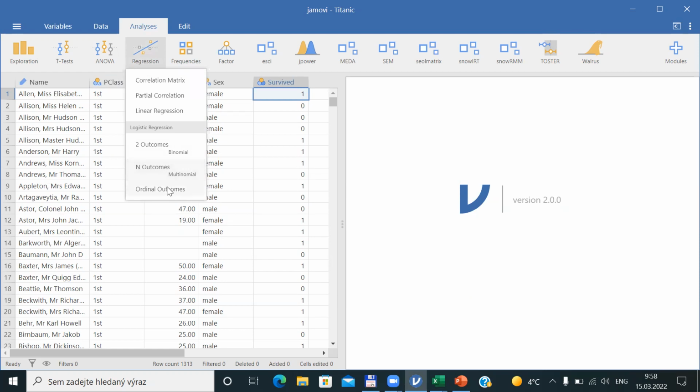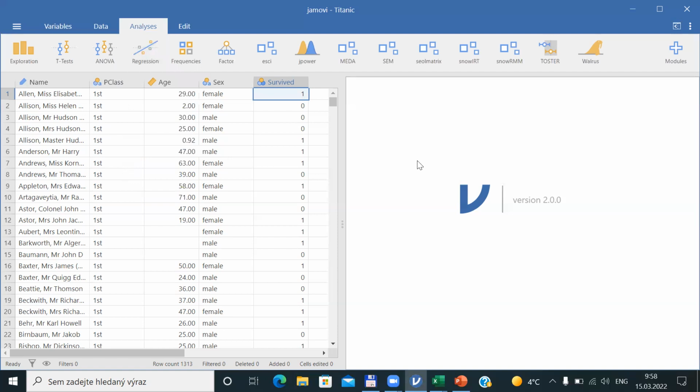And here we have 3 models for 2 possible outcomes, binomial or binary logistic regression, for more options in a nominal variable multinomial, and there is also an ordinal version of logistic regression here. But before we start, it will be good maybe to compute a real contingency table for Titanic data and to see differences from our previous computations.